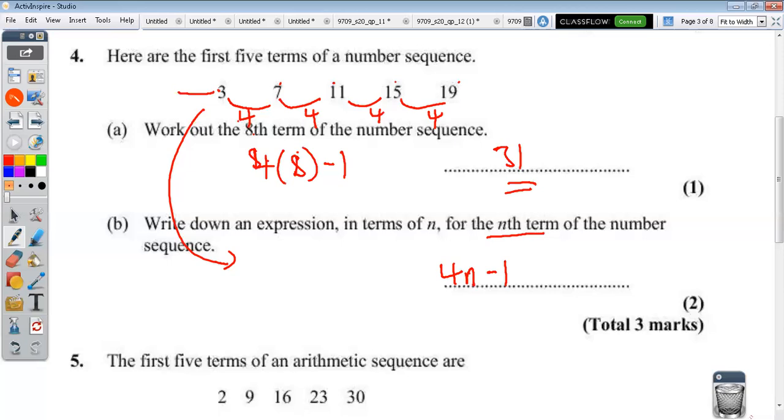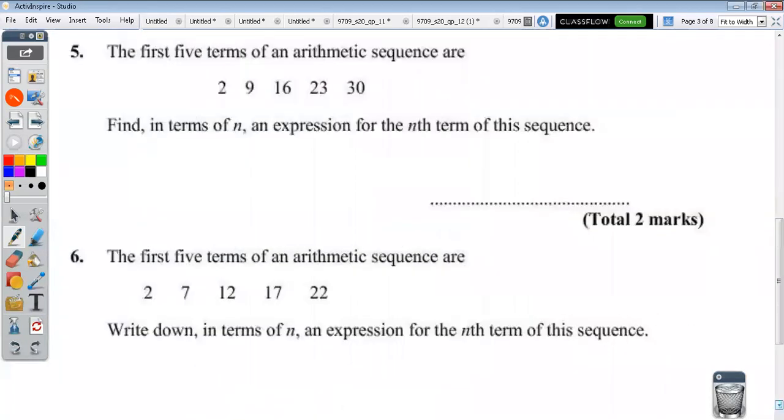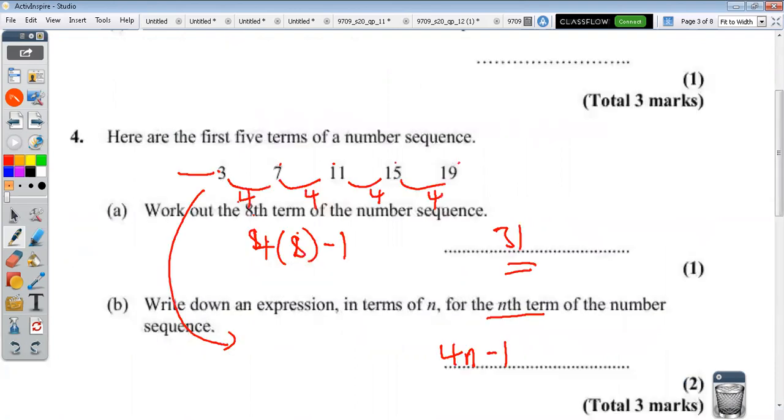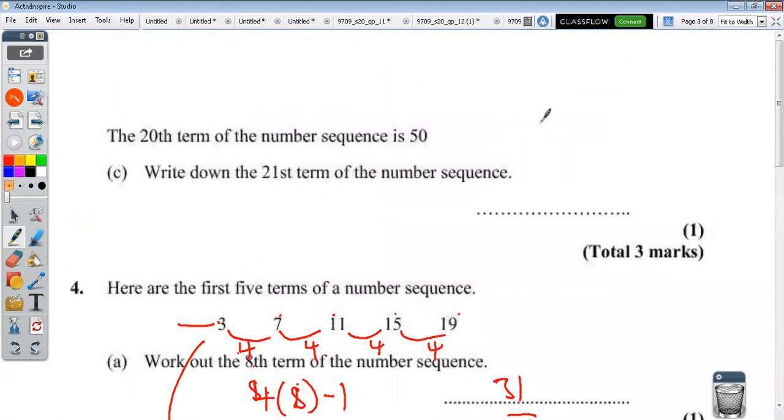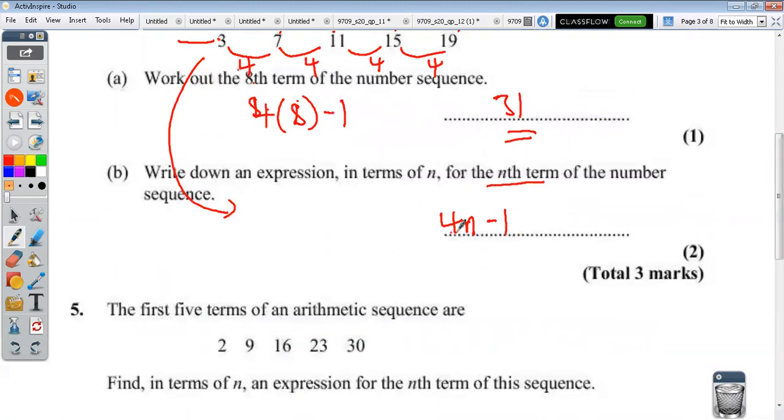Yes, sir. I didn't understand. What didn't you understand? The 8th term first. Takuzwa, why are you complicating life? If I have a formula like this, I can find any term. 4n minus 1 is my general formula for this sequence.